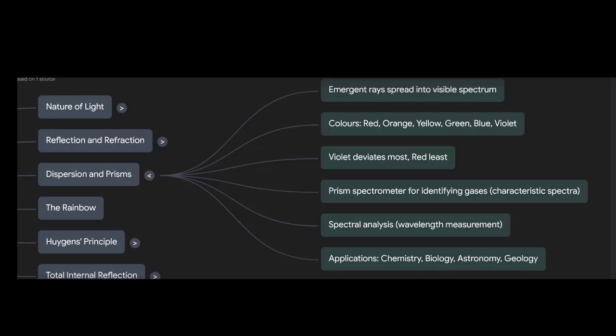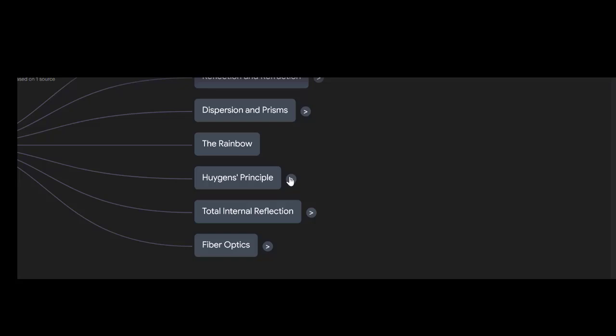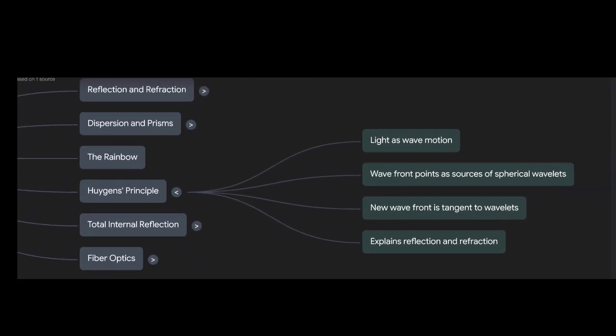Yep. We use it to figure out the composition of stars billions of light years away. Or closer to home, chemists use infrared spectroscopy to identify molecules. Geologists use spectral analysis for minerals. It's incredibly versatile. Amazing. Okay, we've talked a lot about rays, but let's circle back to Huygens.